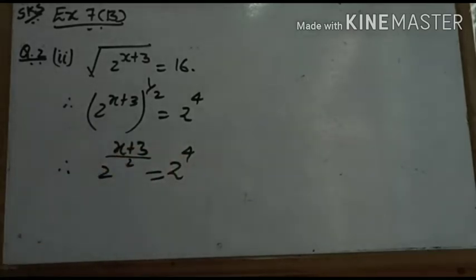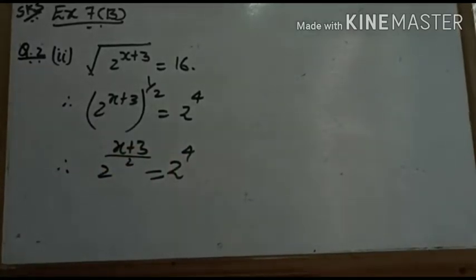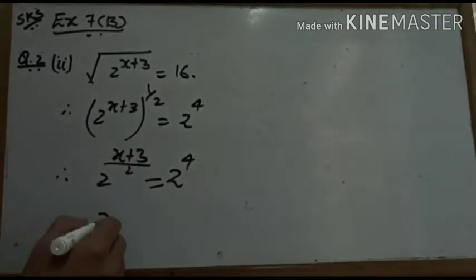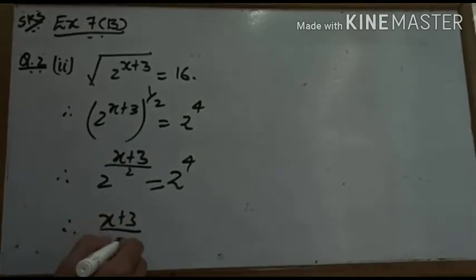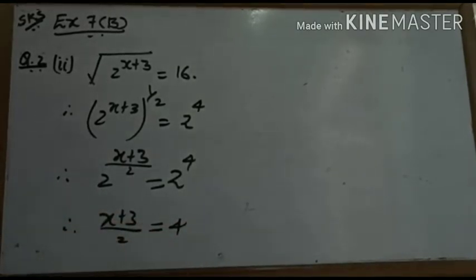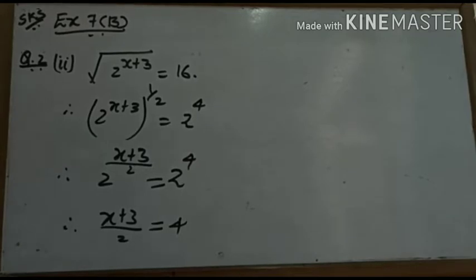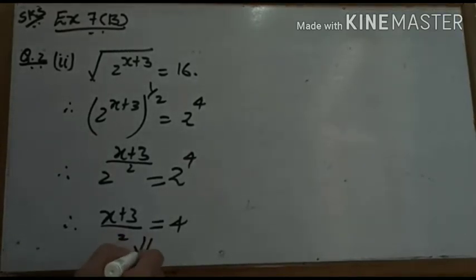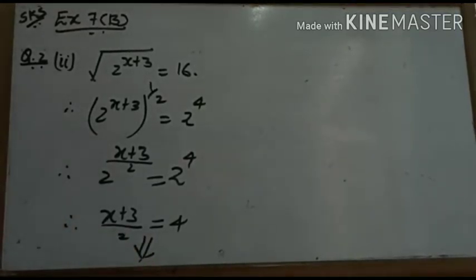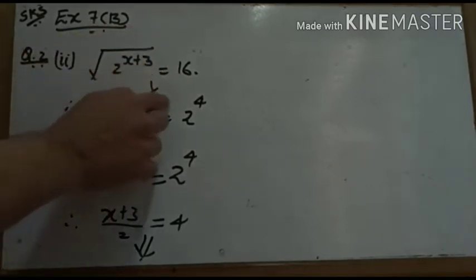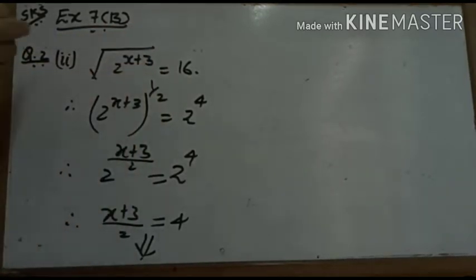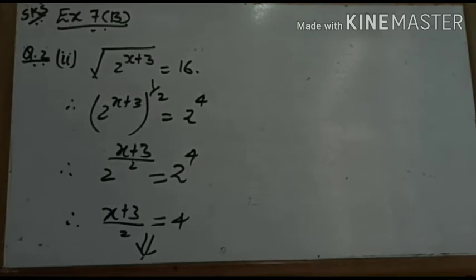And what we did in the previous two questions, if bases are equal, then you can equate the powers. So I am equating the powers, x plus 3 over 2 equals 4, and solving is very simple. So here the key point, if you have forgotten, square root becomes 1 upon 2. If it is cube root, 1 upon 3, and so forth and so on.